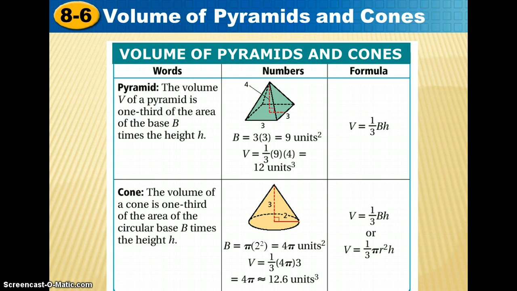Similarly for the cone, after calculating big B and getting 4 pi units squared, we simply plug in 4 pi for big B and multiply that times 1/3 and also 3, which is the height. So multiplying that all together, you would end up with 4 pi, which is approximately equal to 12.6 units cubed. So those are a couple examples to follow along with. So let's look at some others.